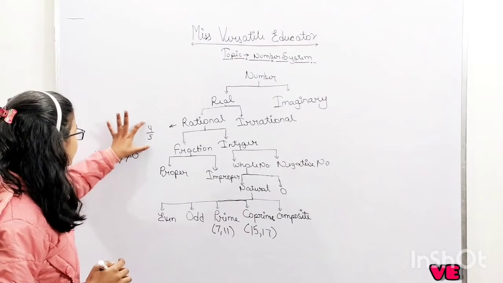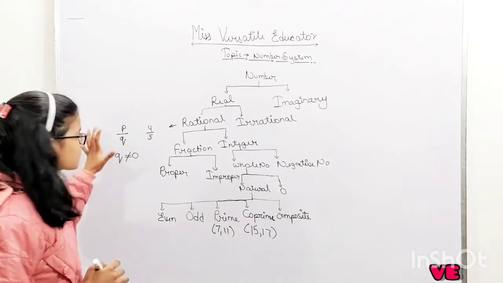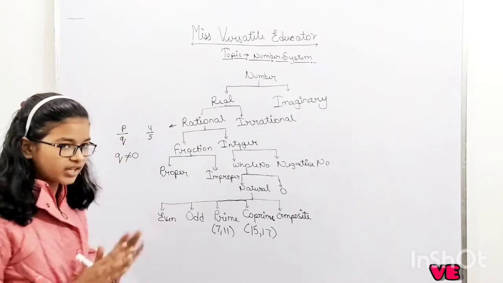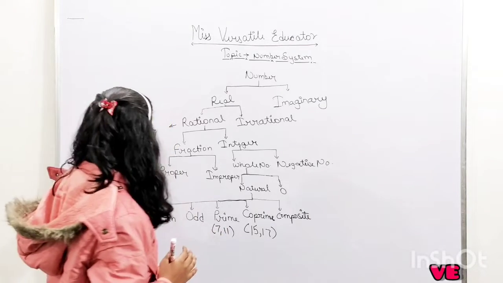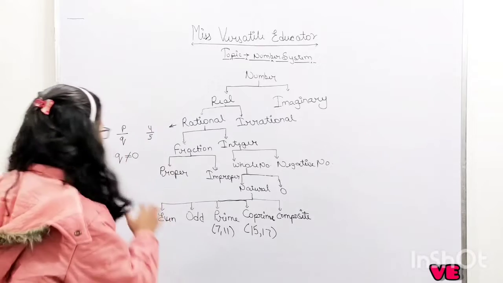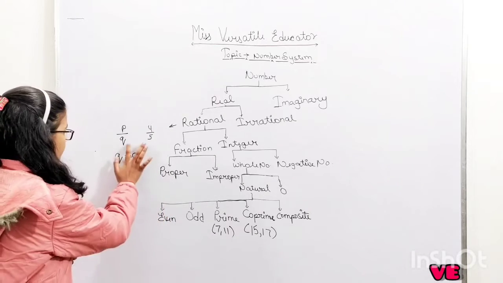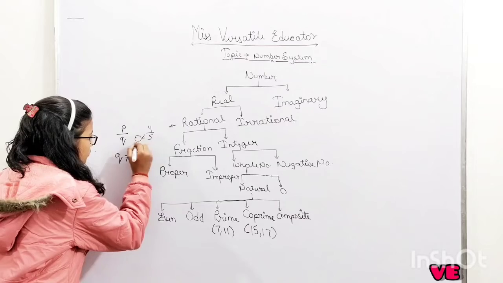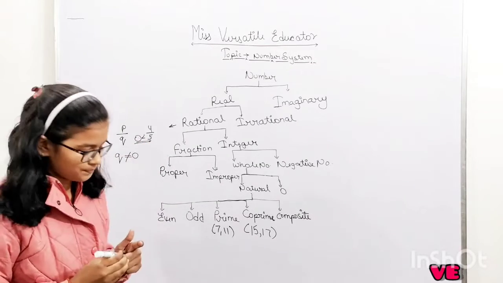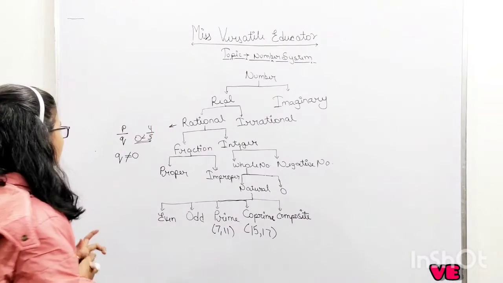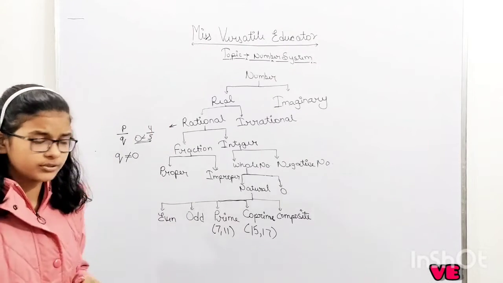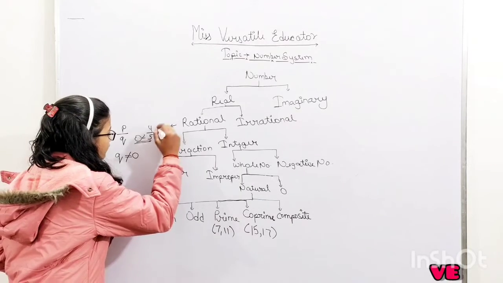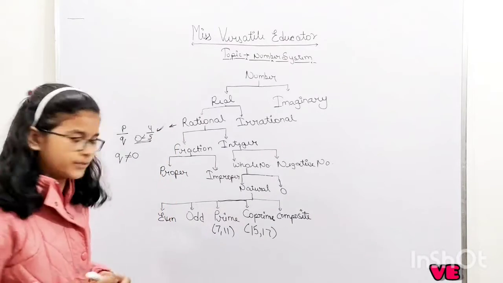This satisfies the condition because p and q here, 4 and 5, both are integers. Q means the denominator, and you can see that it is greater than 0. Obviously, 5 is greater than 0. So it satisfies all the properties of a rational number, and we can say that 4 by 5 is a rational number.